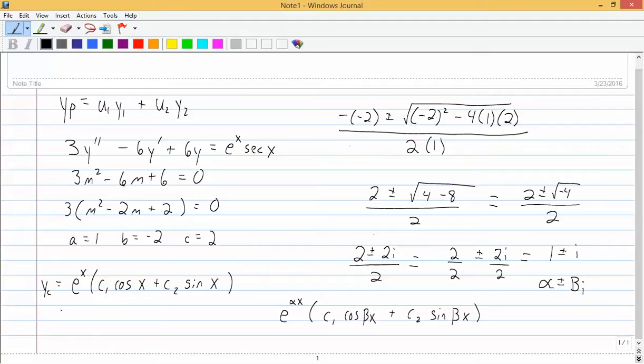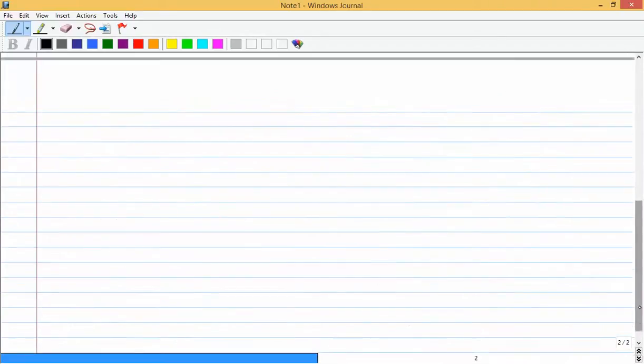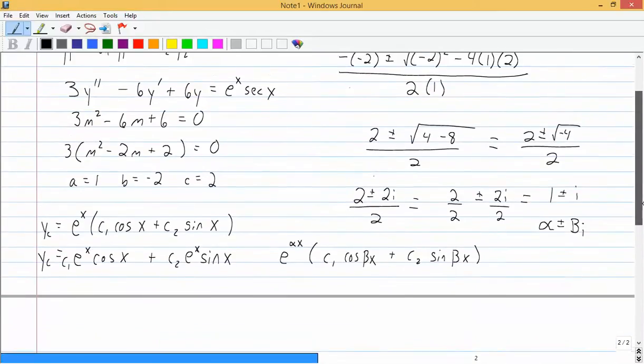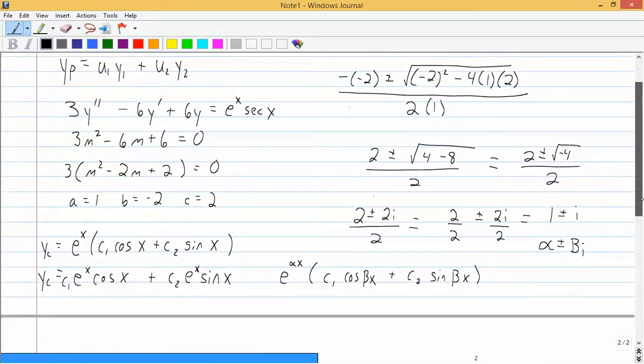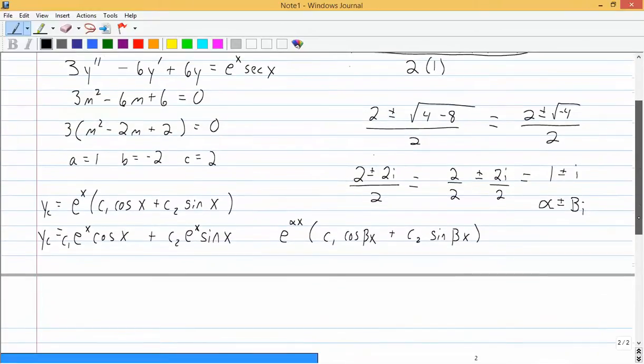You could write it like that, or you could expand it. If you did, you would just have c sub 1 e to the x cosine x plus c sub 2 e to the x sine x. It doesn't matter. Either way is fine for me. I understand what you're talking about if you write that down like that. So that's the complementary solution. We'll need that to check against our particular solution whenever we get it and make sure that we don't have any like terms.